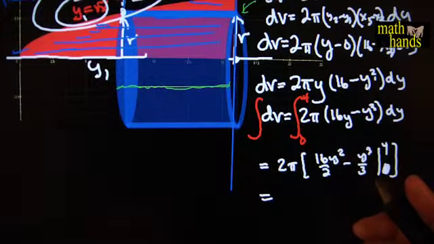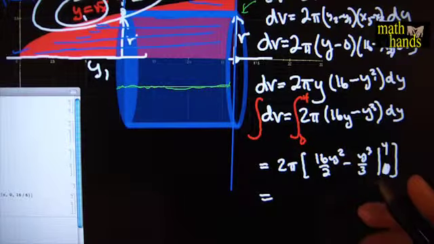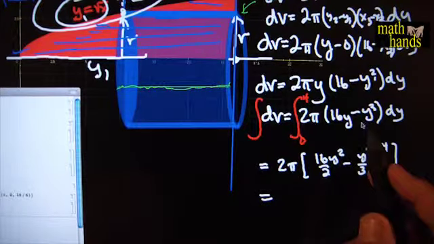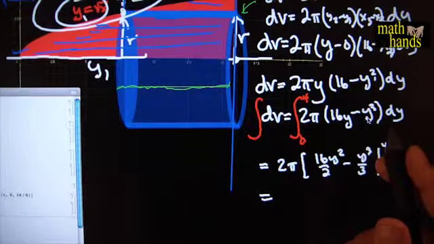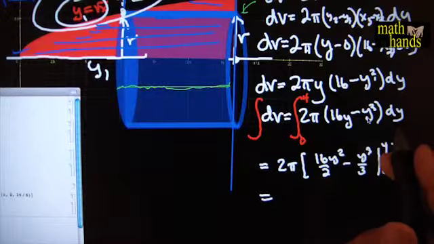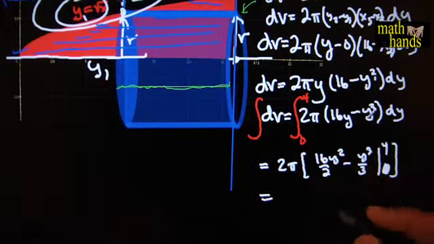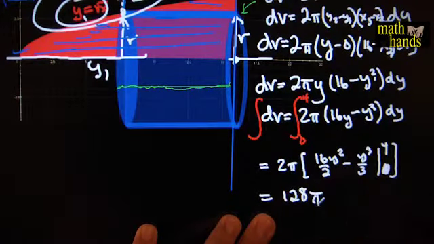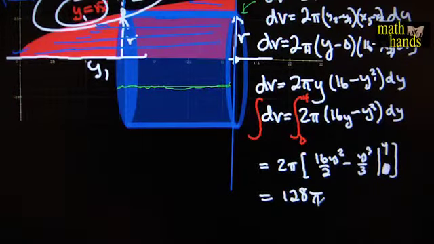In case you're keeping track, let me see, I think we got that here somewhere. The integral of 16y minus y to the third would be equal to 128 pi. I just calculated that in my head. 128 pi. Take that. Okay, salute.